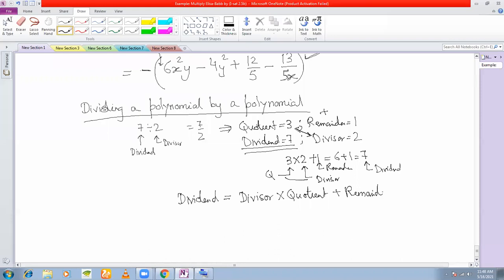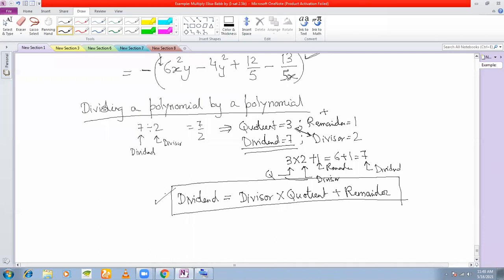Okay, remember this result. You have to remember this result in order to check your division later on, whether you have performed the division correctly or not. I will show you the division method now, but this relation, this formula, you will require to check whether you have carried out your division properly or not.